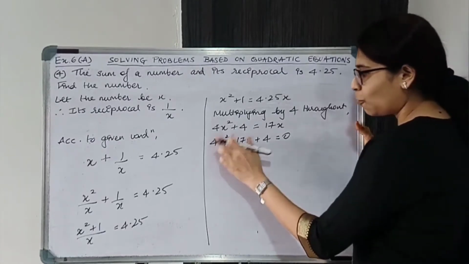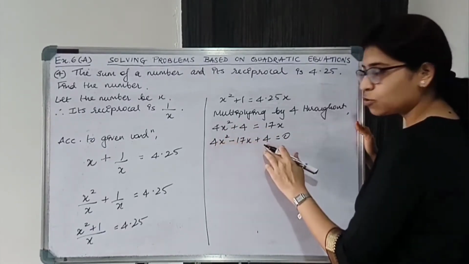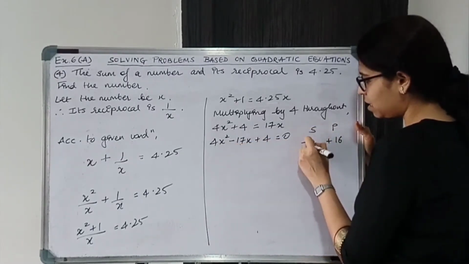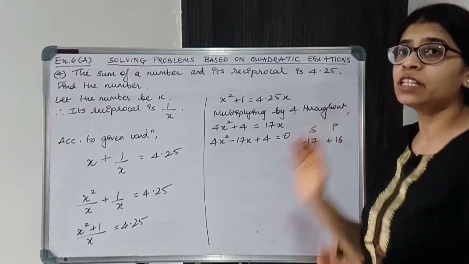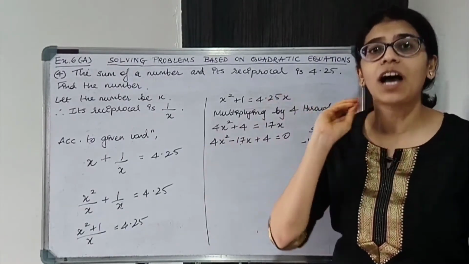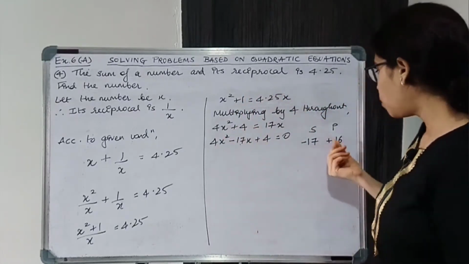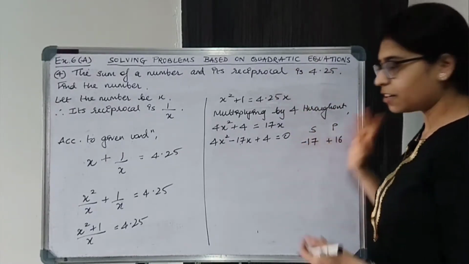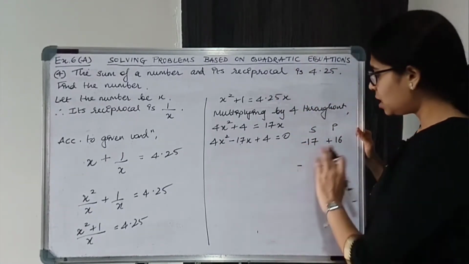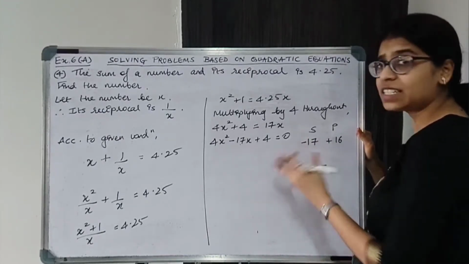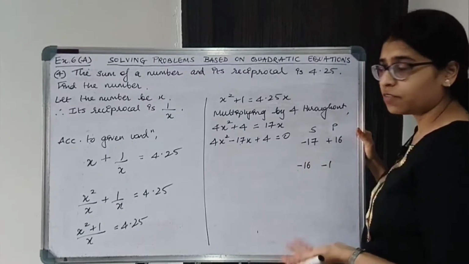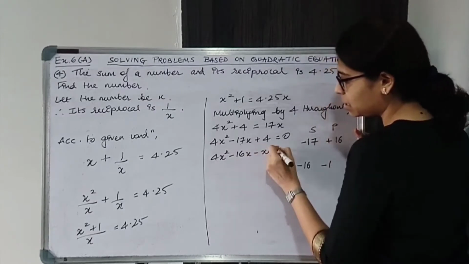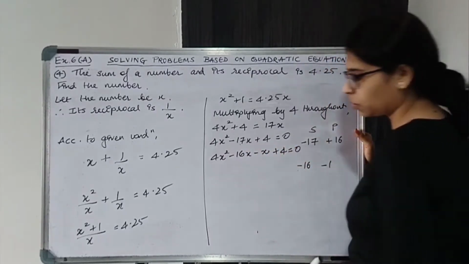Now 4 into 4 is the product, plus into plus, plus है तो plus 16 is the product, and sum is minus 17. Product is positive, it means both the numbers have same sign and you have to add the numbers. Okay, so product is positive means both the numbers have same sign. What sign? Sum will tell you. Sum is negative, मतलब both the numbers are negative. 16 का factors, 16 and 1, because we are getting 17 over here. Okay, very easy. So 4x square minus 16x minus x plus 4 is equal to 0.